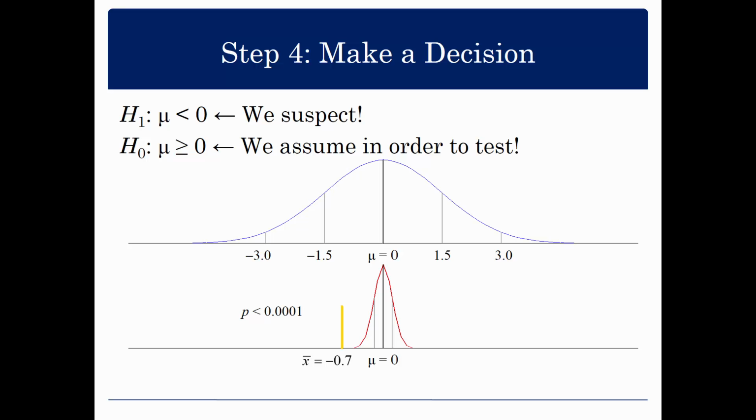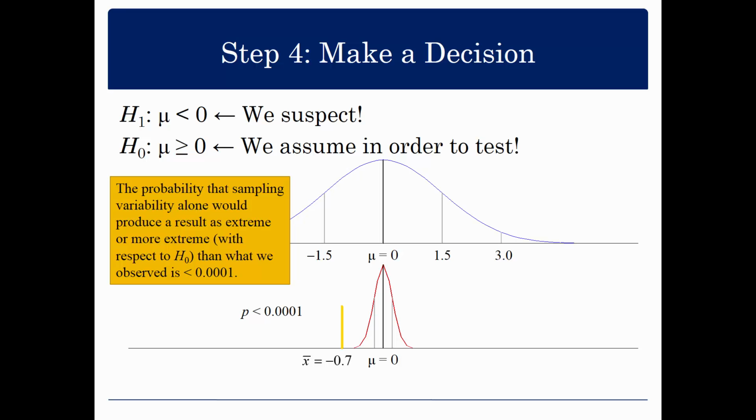So the probability that this result or something more extreme is generated by an experiment done in this population is very small. So I can be pretty confident, if I've done everything the right way, that I have found evidence that sampling variability alone didn't produce my result. Something else is going on. More than likely, what I have is a cognitively impaired population. Some other distribution describes the population, probably one where the mean is less than zero.